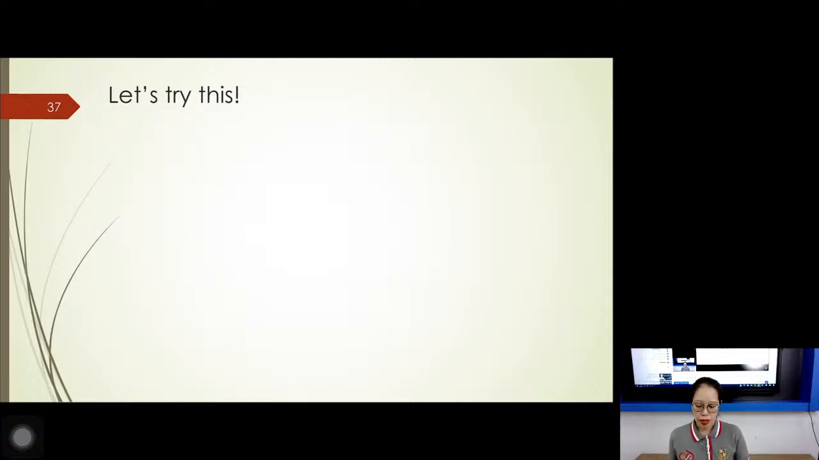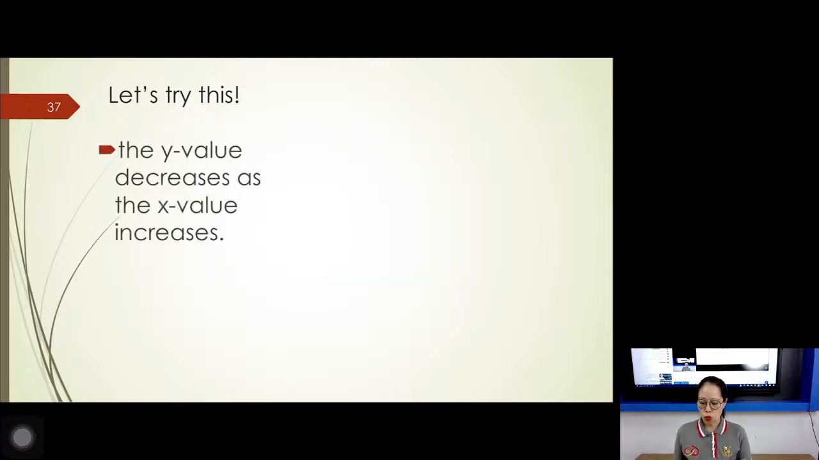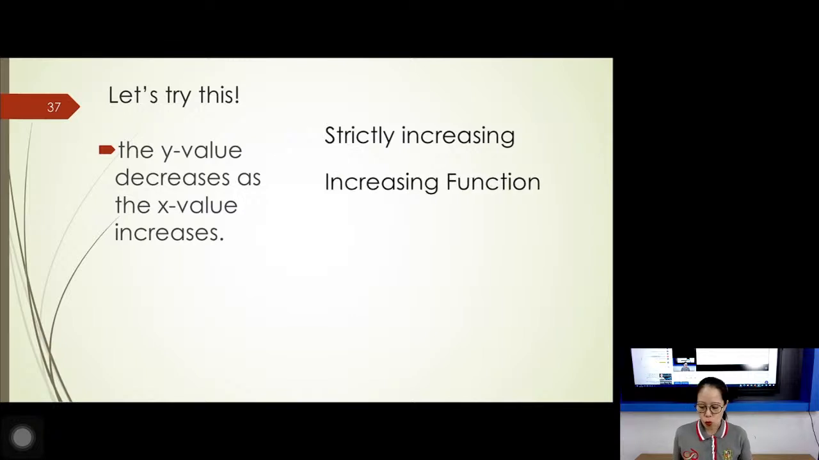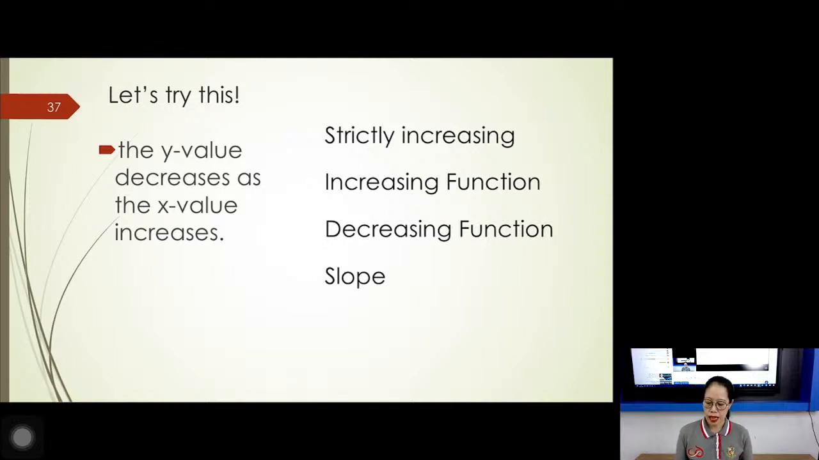Okay, next vocabulary. What about the y value? Okay, so we have here another situation. The y value decreases as the x value increases. So what do you think? Is it a strictly increasing function, decreasing function, or slope? What do you think is being described with this statement? The y value decreases as the x value increases.